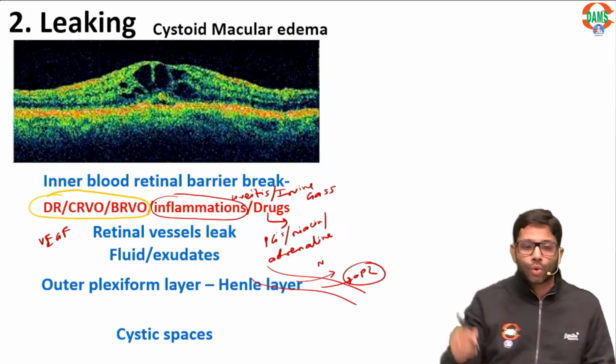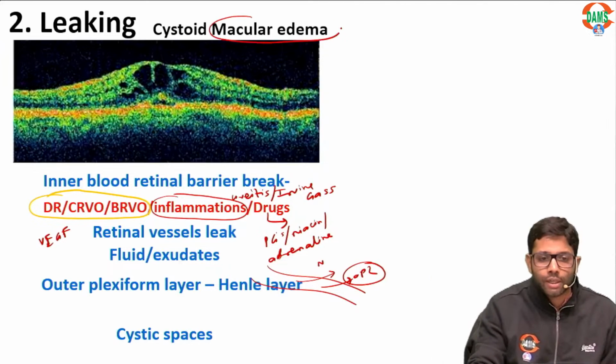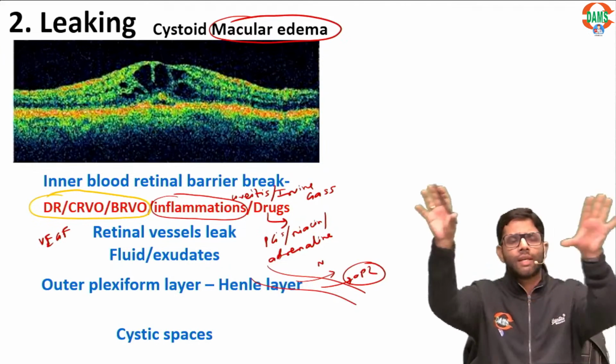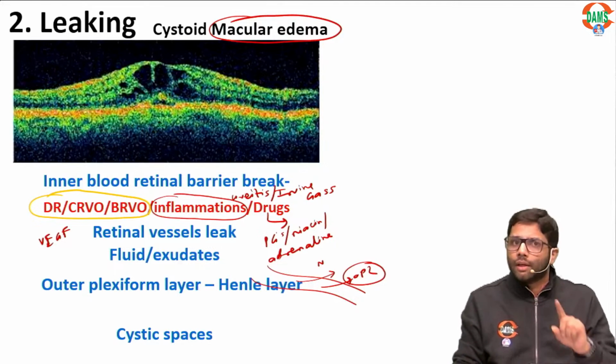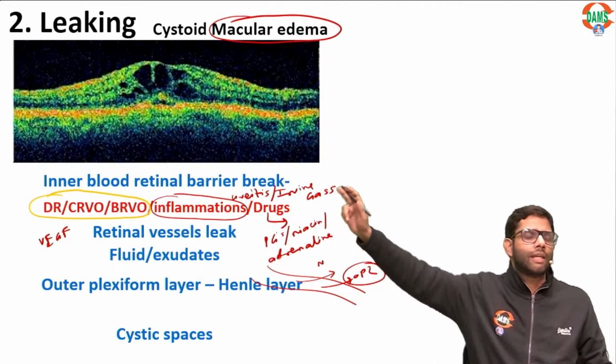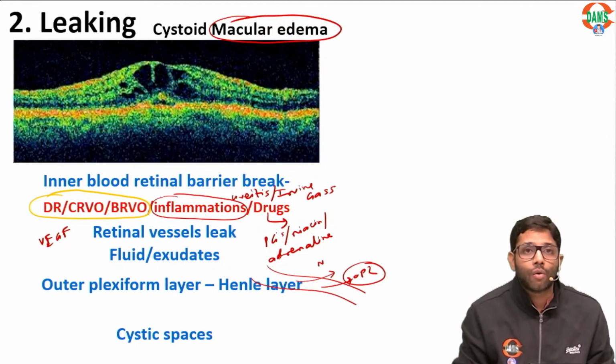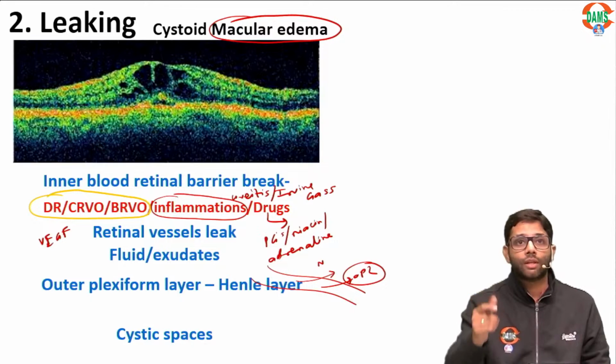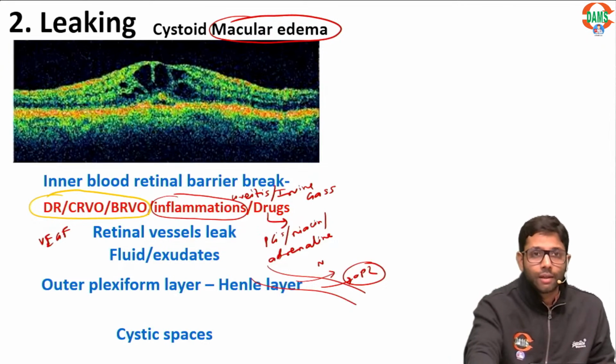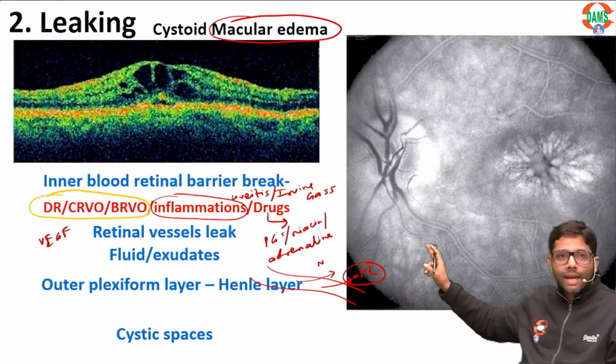But this picture just shows macular edema, cystic macular edema, nothing else. It is not showing inner barrier break. The inner barrier break, how will you tell? Because of the vascular investigation. Who can tell me now? Right or left?